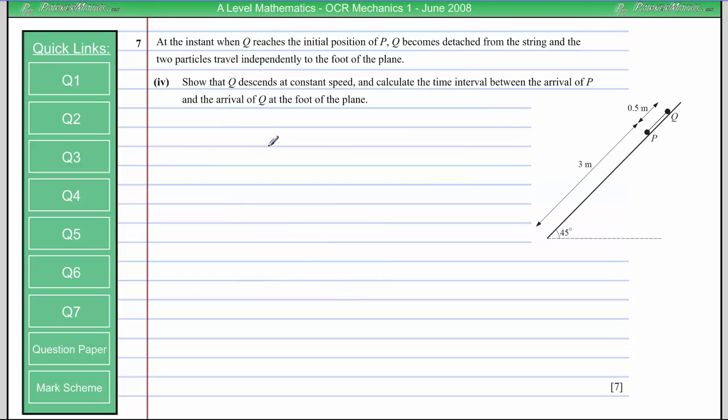Question 7, part 4. At the instant where Q reaches the initial position of P, Q becomes detached from the string and the two particles travel independently to the foot of the plane. We need to show that Q descends at constant speed and calculate the time interval between the arrival of P and the arrival of Q at the foot of the plane. To show that Q descends at constant speed, we're first going to just consider Q on its own. And I think it would be helpful to draw a diagram.